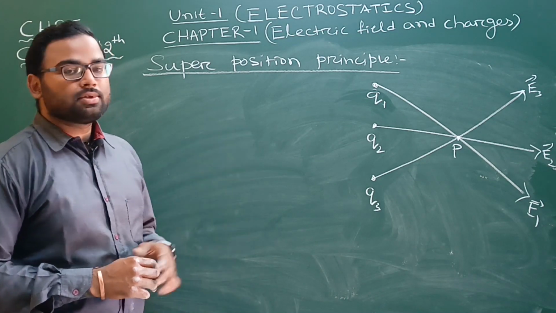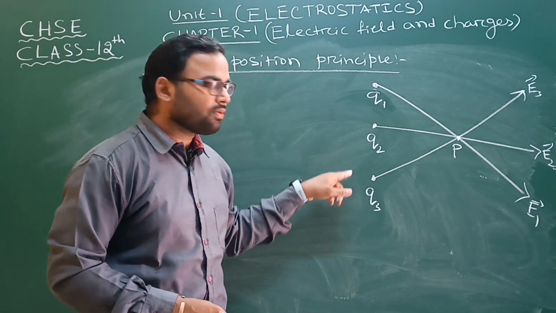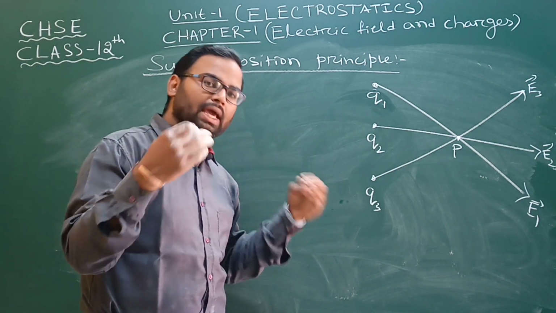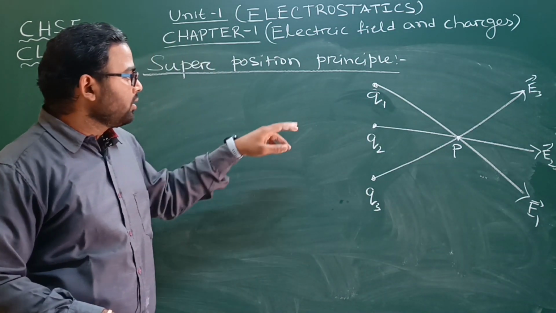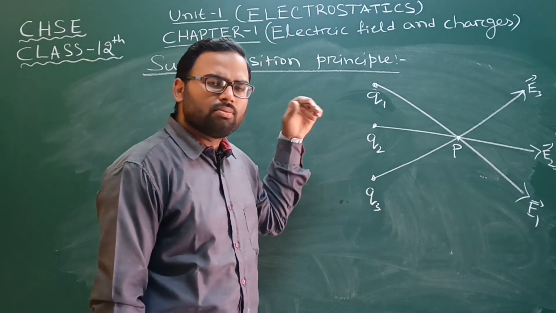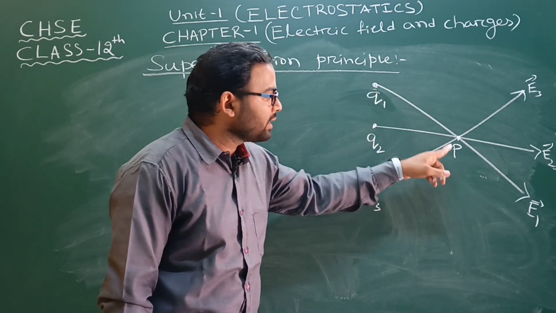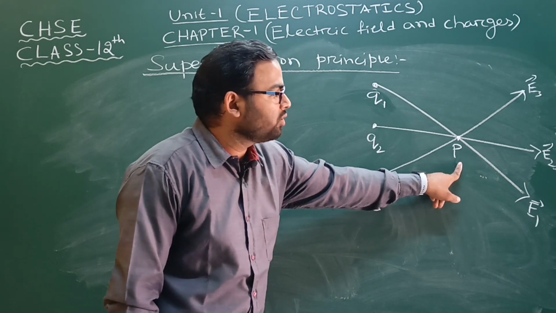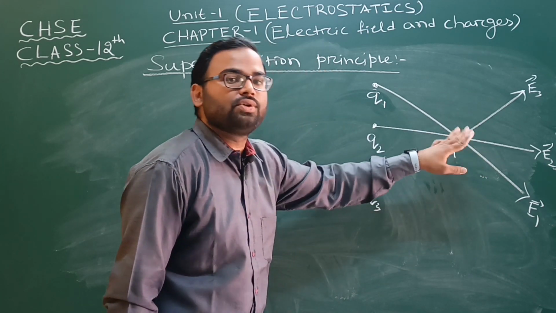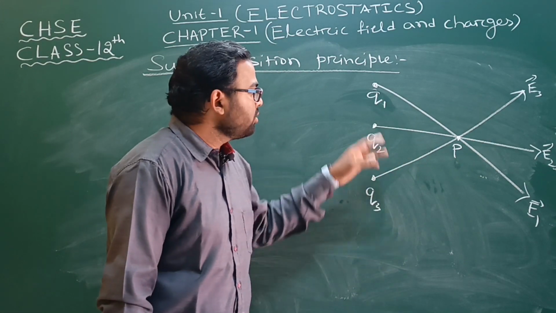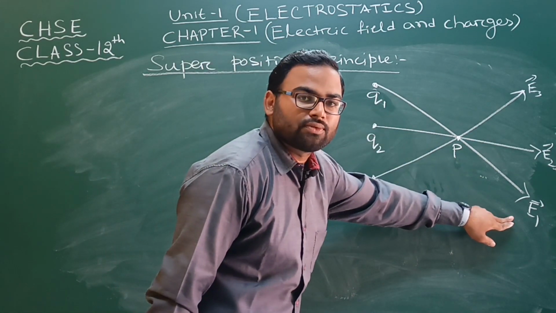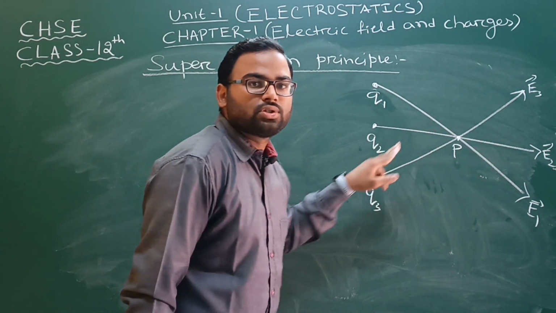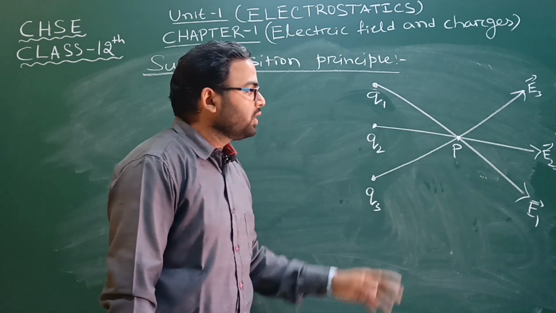The superposition principle states that if there are any number of charges, I have taken 3 charges, but if there are n number of charges, the total electric field will be equal to the vector addition of the individual electric fields. For charge 1 there is an electric field E1, for charge 2 there is an electric field E2, for charge 3 there is an electric field E3.